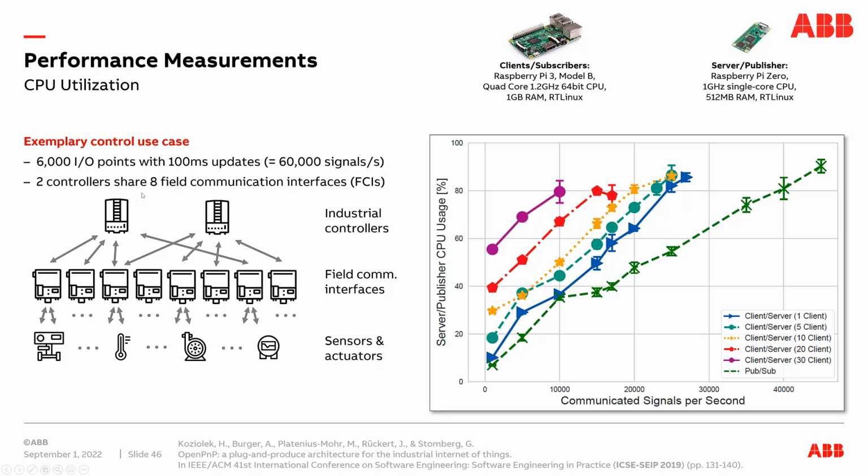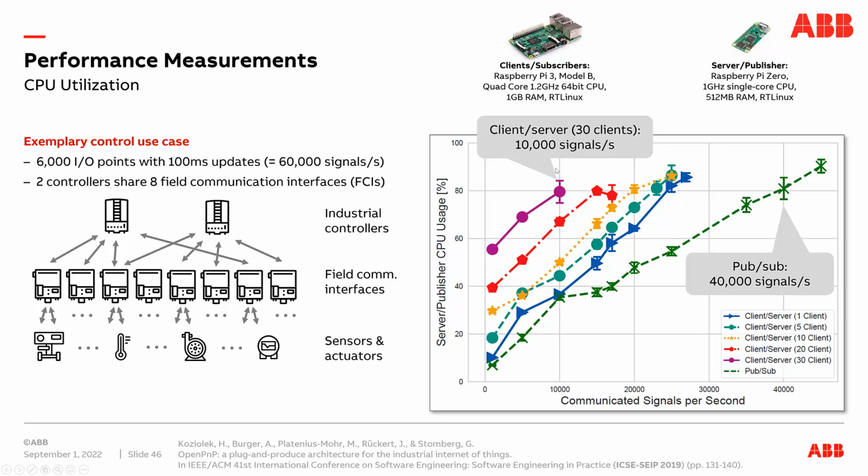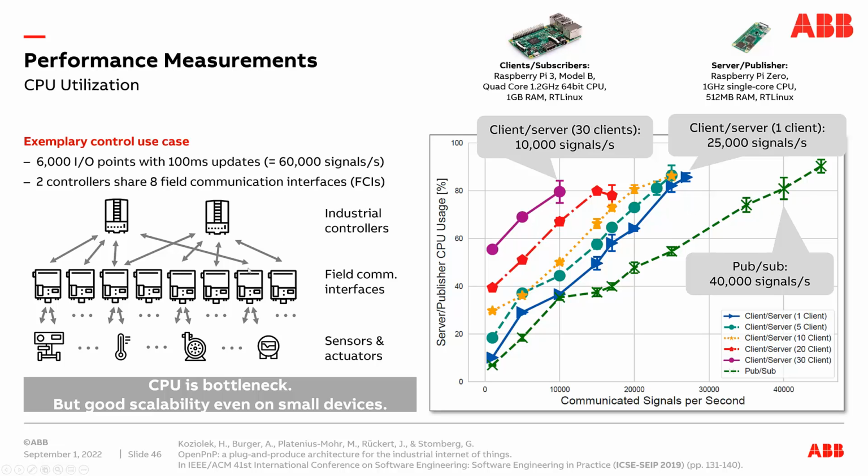And then we also compared the OPC UA PubSub communication to the OPC UA client-server communication. With PubSub, we reached up to 40,000 signals per second per controller. So if we have 2 controllers, we can support 80,000 signals. So this scenario is valid. And with a client-server approach, if you assume we have 30 clients in our system, then we can manage up to 10,000 signals. So if you only have 2 controllers, this would not be sufficient. However, PubSub communication in this case is beneficial, so it should be used for actually communicating the signals. In our case, the CPU was the bottleneck, but in general, we saw good scalability even on small devices.